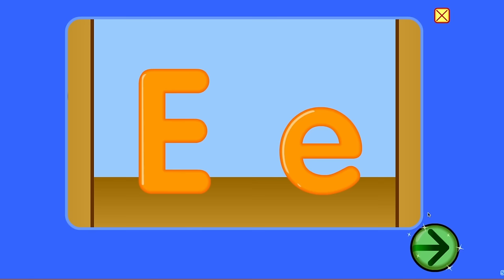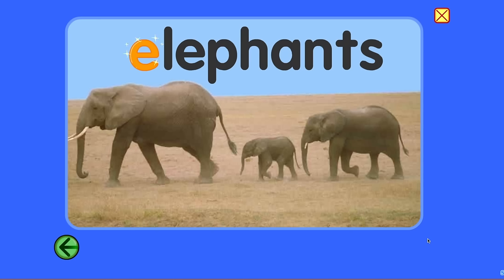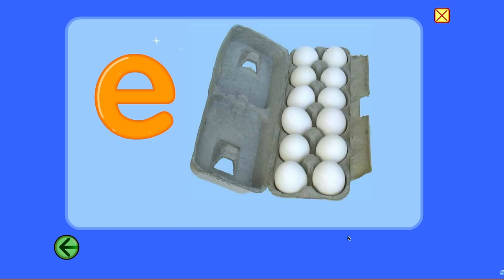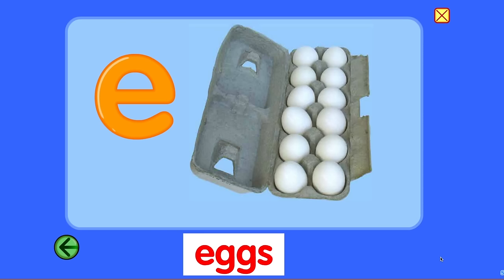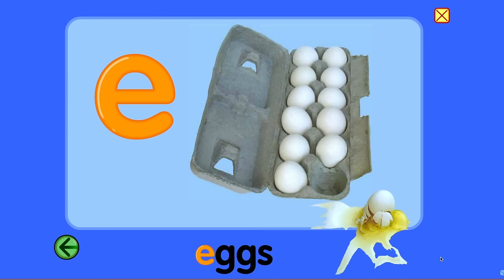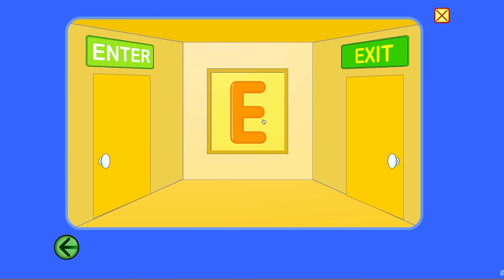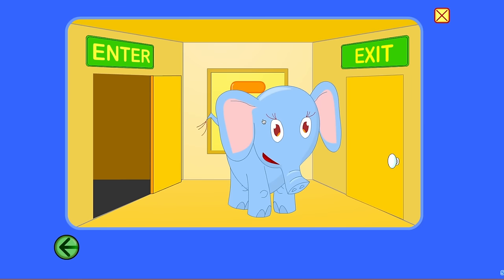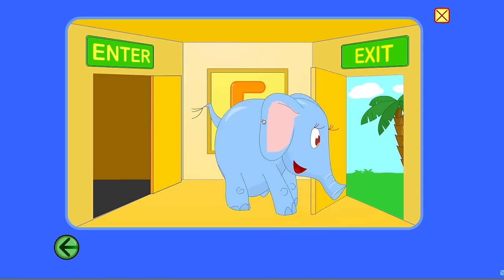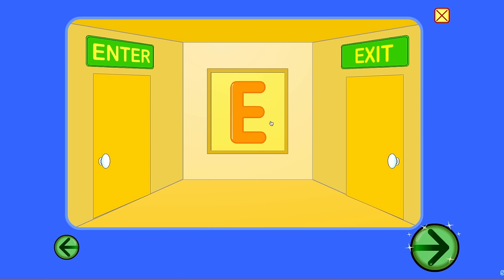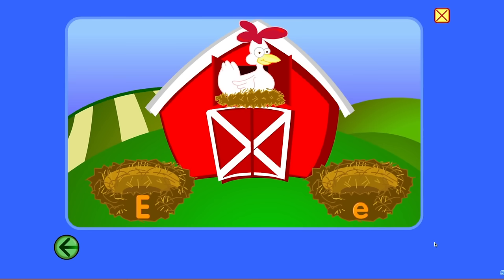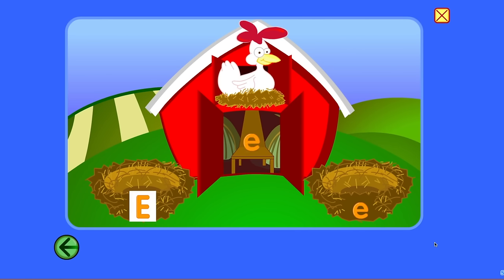E. Elephants. Eggs. Enter. Exit. Click and drag the letter to the correct nest. Capital E. Lowercase E.